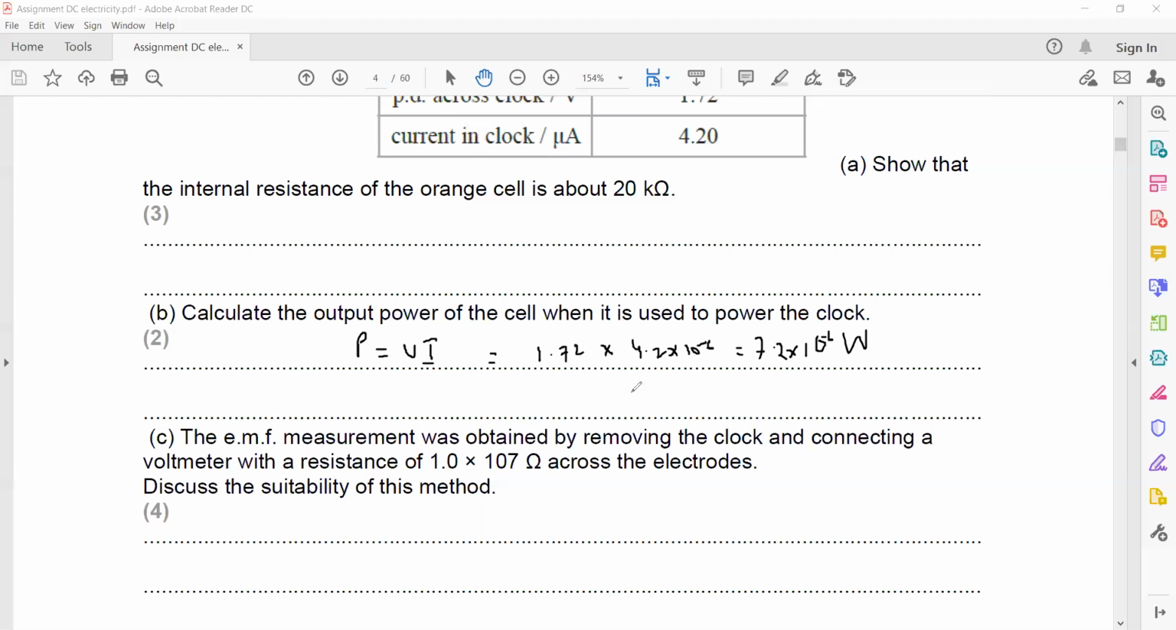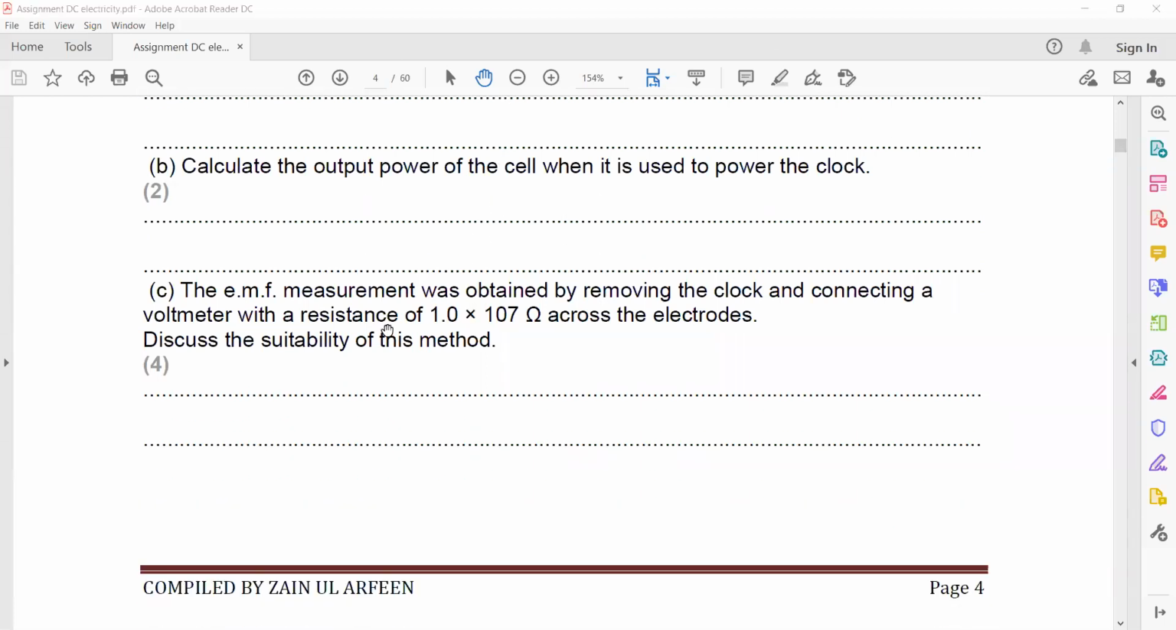The next part: EMF measured was obtained by removing a clock and connecting a voltmeter with a resistance of 1.1 × 10^7. Discuss the suitability of this method. It's a 4 marks question. Look, as I mentioned, if we want to measure the EMF, we don't want any current in the circuit. Why we don't want current in the circuit?